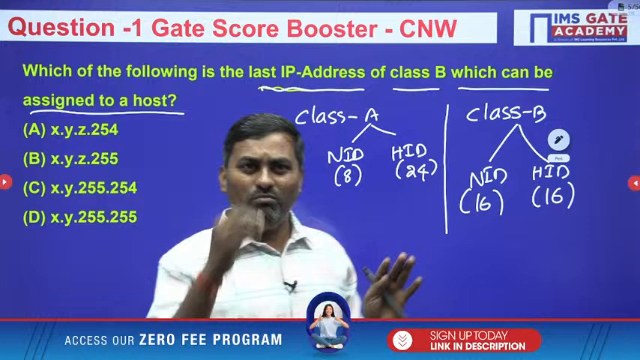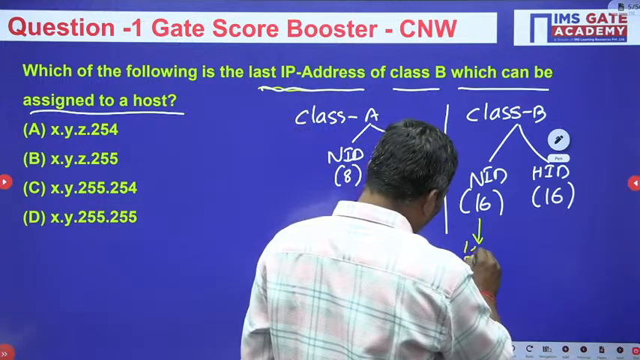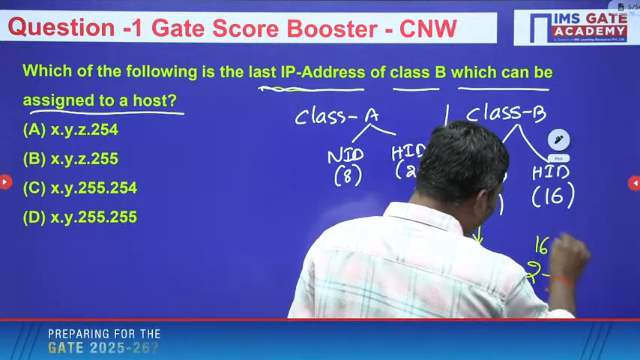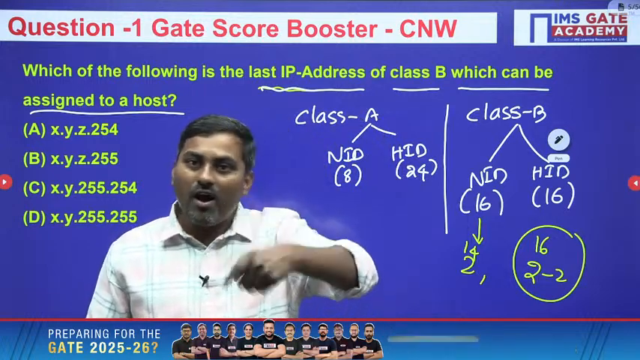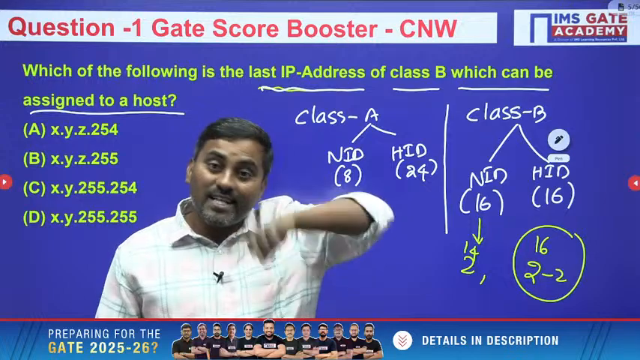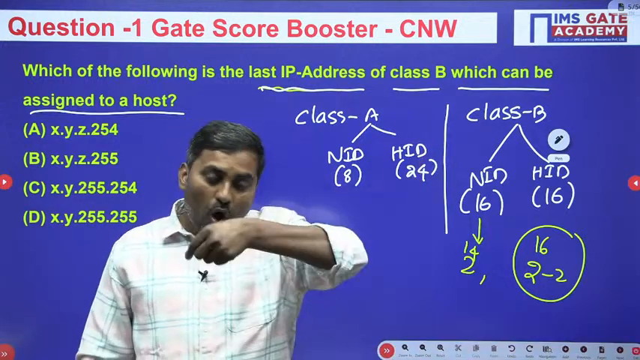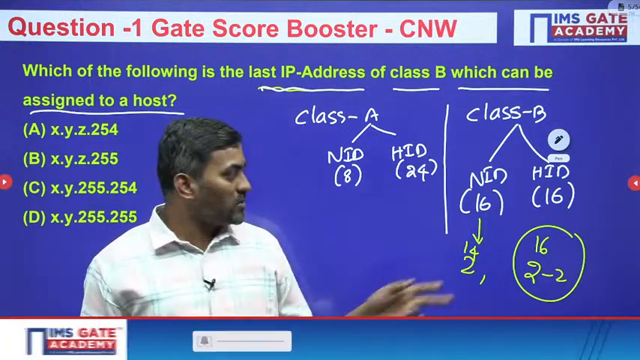So try to revise properly. Number of networks possible: 2 power 14, correct? Number of hosts possible: 2 power 16 minus 2. I hope it is clear. Why minus 2? Because in class B, A or C, all zeros in either the network ID or host ID is reserved, and all ones in the network ID or host ID is also reserved, correct or not? These two numbers need to be removed.